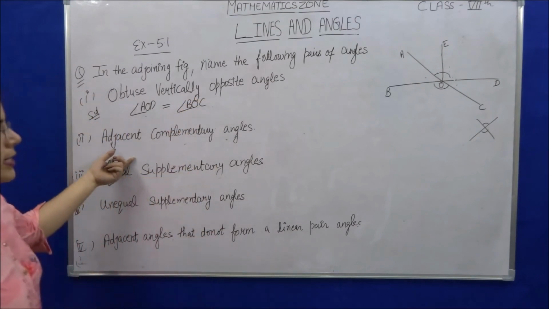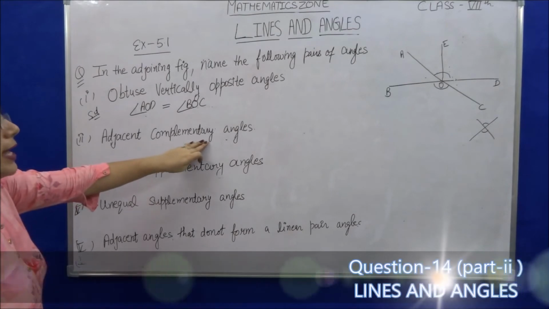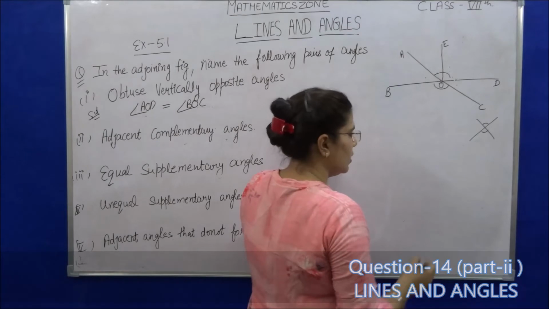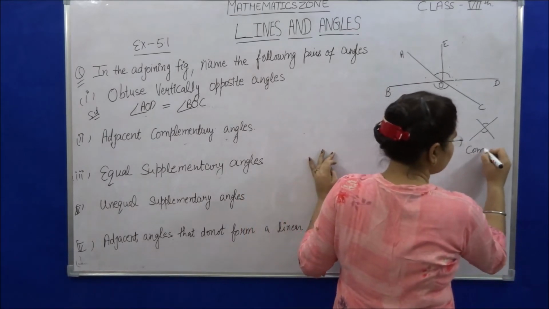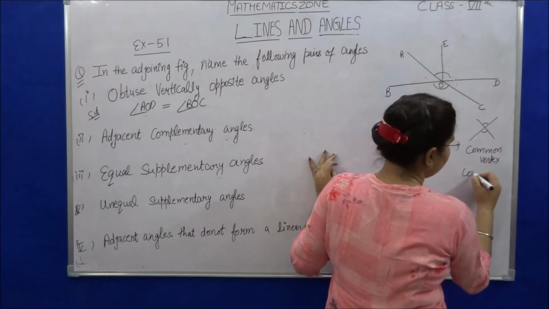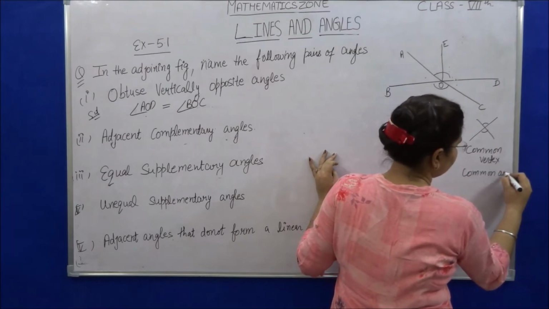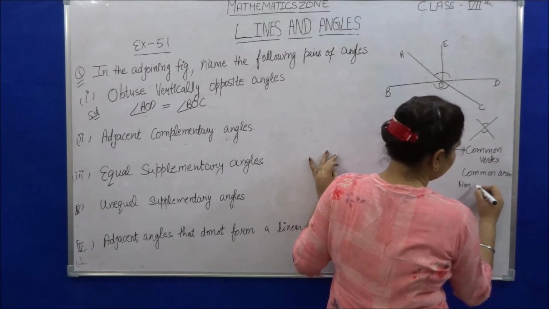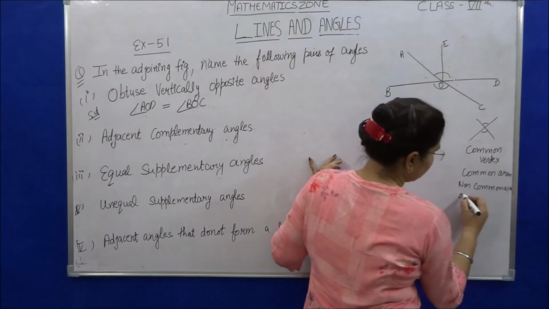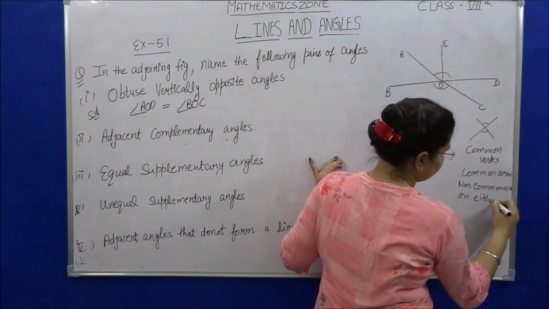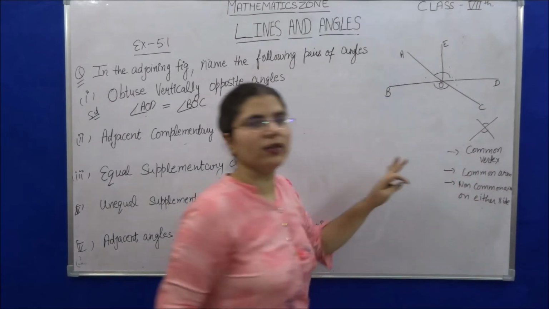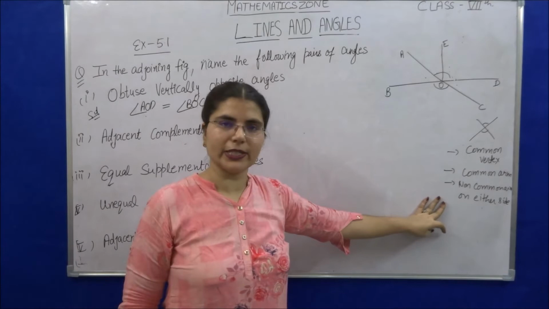Now the second part is adjacent complementary angles. Adjacent angles are those angles which have a common vertex, a common arm, and non-common arms on either side. So adjacent angles are those angles which satisfy all these three conditions.